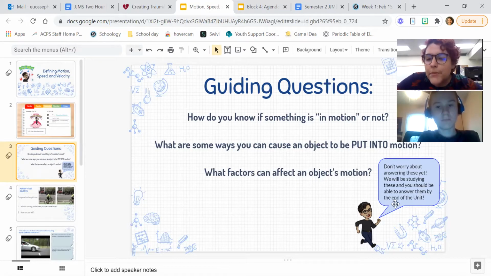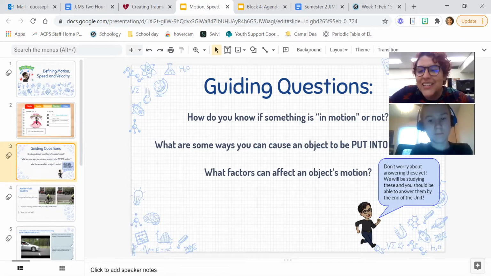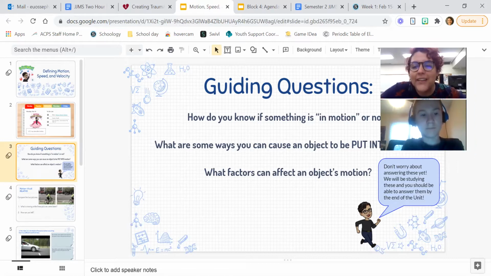And my little Bitmoji is telling you here not to worry if you don't know the answers to these questions. These are just questions to think about as we go through this unit.